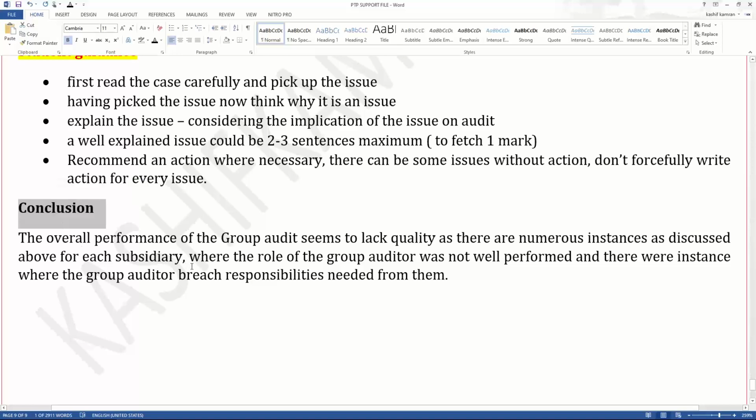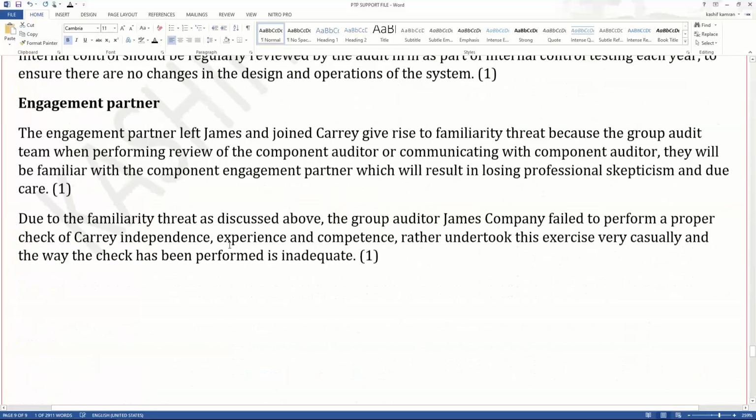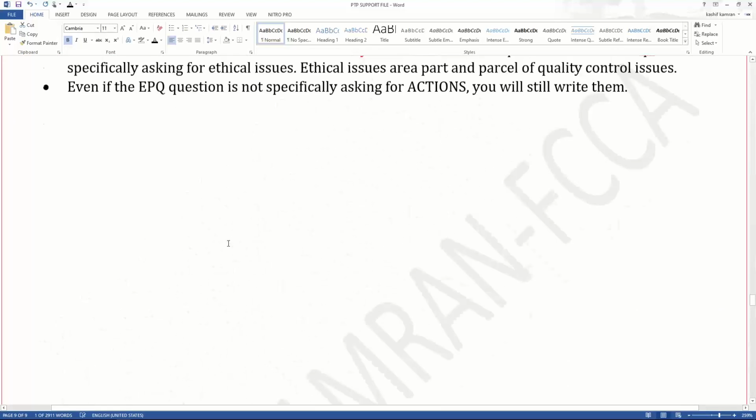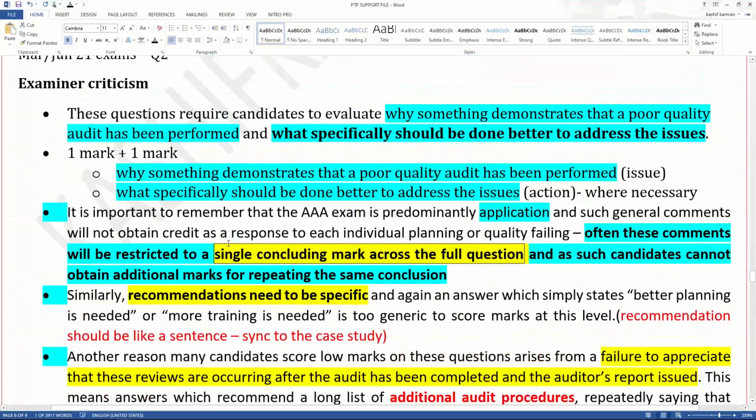Is that what the examiner was looking for yesterday when we were looking at the criticism here? See this criticism of the examiner right on the screen. It is important to remember that in an AAA exam the focus is predominantly the application, and as such, journal comments will not obtain credit. Often these will be restricted to a single concluding mark across the full question. And as such, candidates cannot obtain additional marks for repeating the same conclusion. So have we given a single concluding mark across the full question at the end?